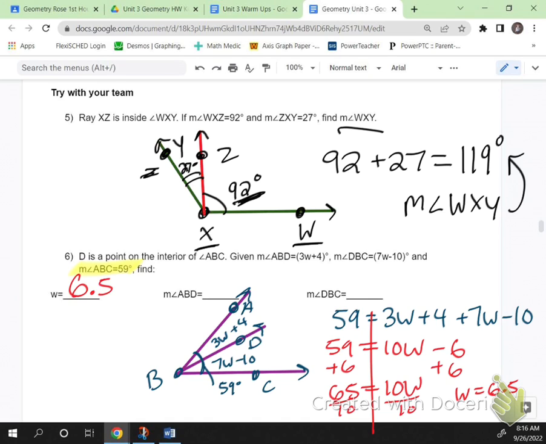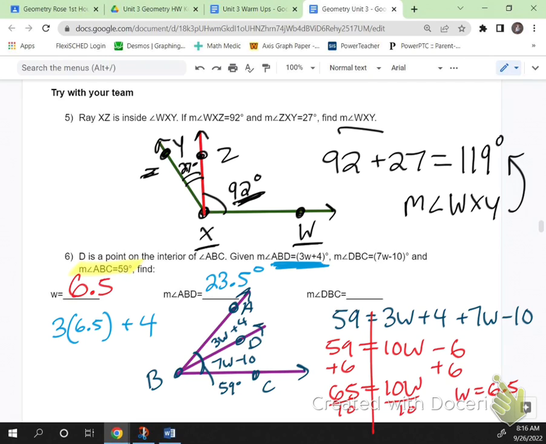Now, it says, find the measure of ABD. What should I do to find the measure of ABD? Yes, sir. What do you think? You input 6.5 into both of the other equations. Yep. And just to get started, ABD, the expression is 3 times my W plus 4. So I'm going to put 6.5 in. And I'm going to solve that. I should have gotten about 23.5 degrees.